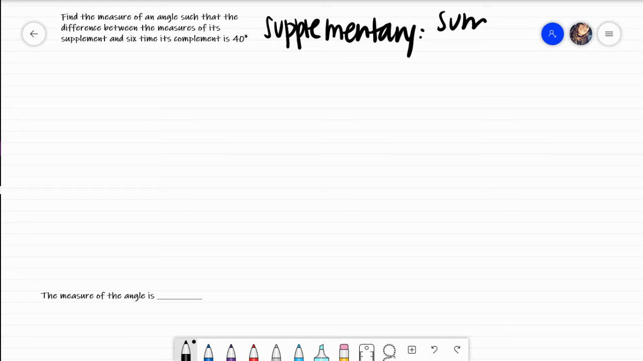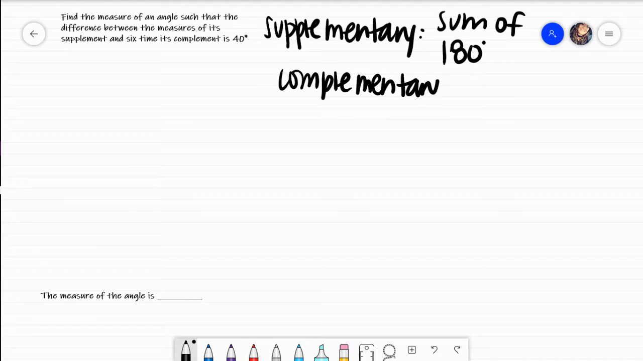So this problem right here actually says a whole bunch of stuff that could be rather confusing. We're going to use the fact that we learned in the previous problem that complementary angles have a sum of 90 degrees, right? So our other fact that we're going to use is that supplementary angles have a sum of 180 degrees. If you notice, this problem uses both of those facts.